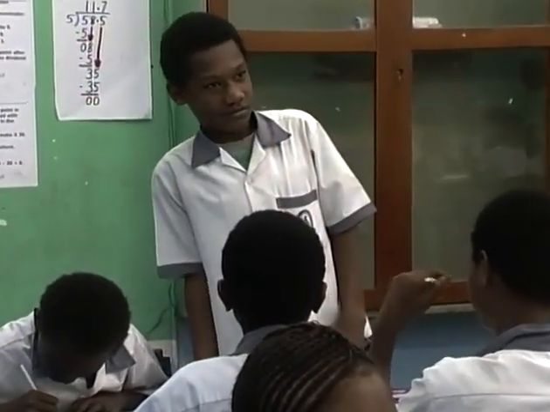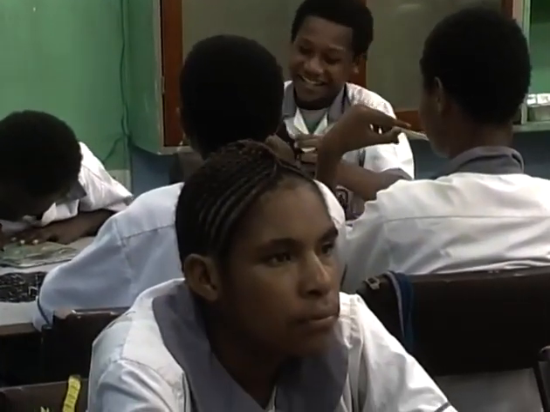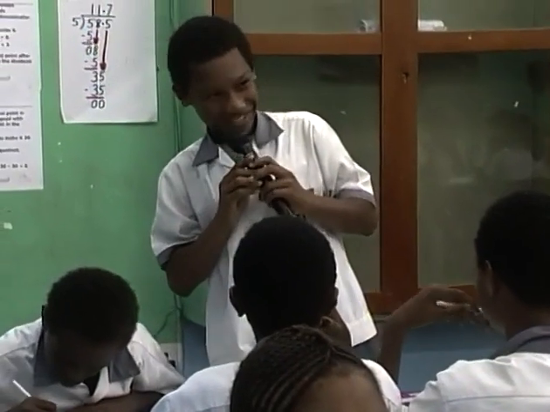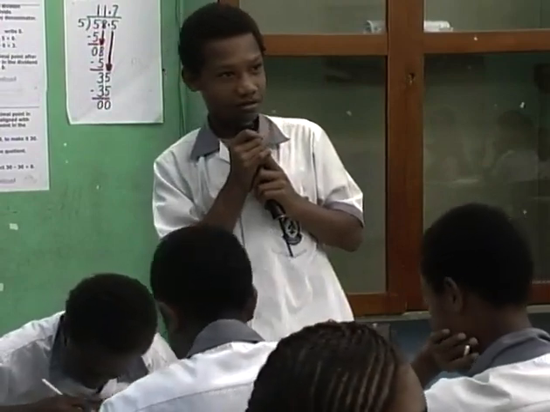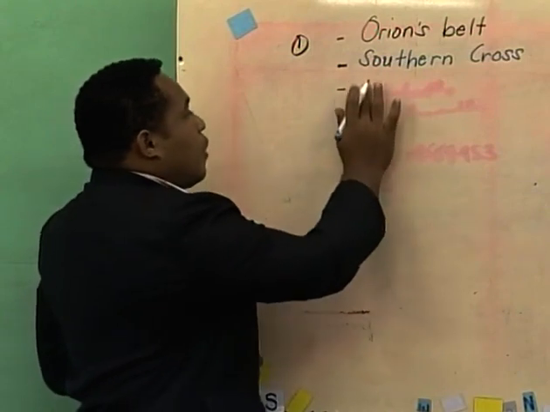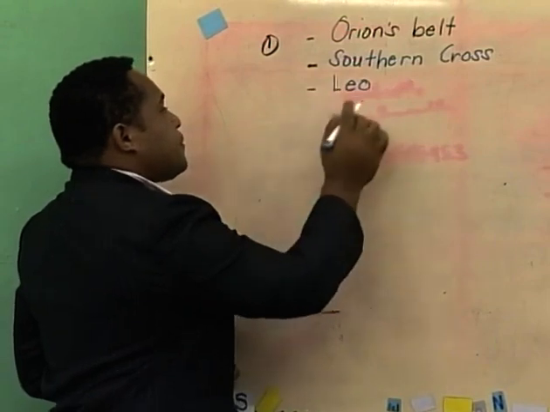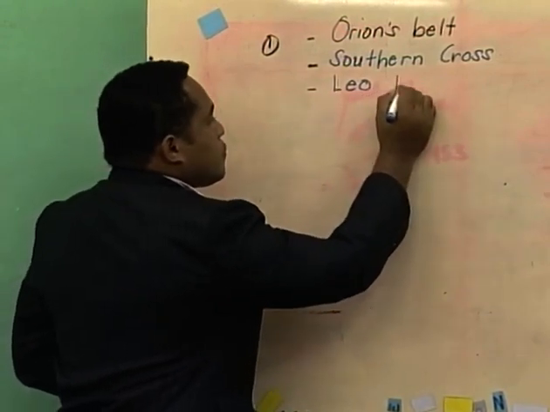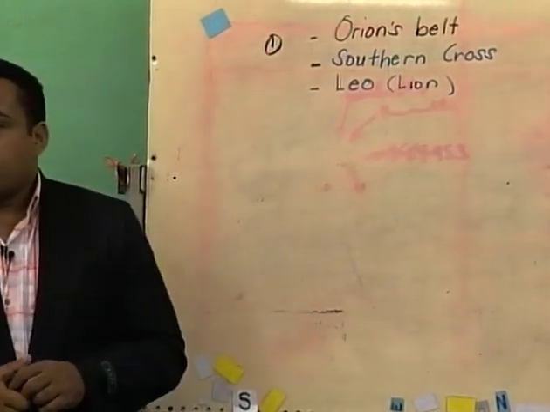Leo the lion. Again, Leo the lion. Leo, is it Leo or Dion? Leo. Leo star. The lion. Lion. Okay. Oh, Leo the lion, okay? Yes, okay, good. Is that all?